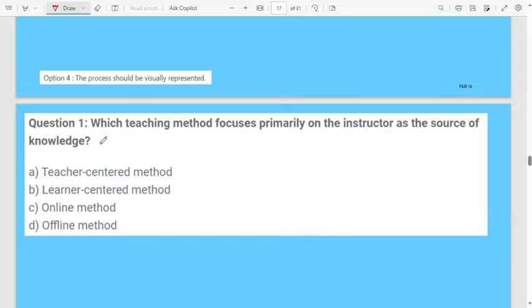Next, which teaching method focuses primarily on the instructor as the source of knowledge? First option, teacher-centered method. Second one, learner-centered method. Third one, online method. Fourth one, offline method. Which teaching method focuses primarily on the instructor as the source of knowledge? Instructor as the source of knowledge.